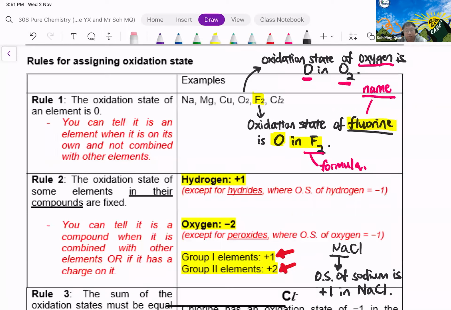So you can see again, I have named the element sodium, but I've said that it's +1. It's no longer 0 because it's combined with chlorine, right? In a compound, sodium is +1 oxidation state. And you must give the formula of the compound.